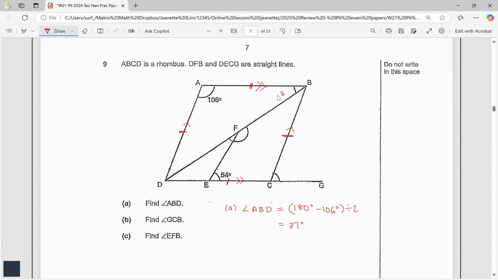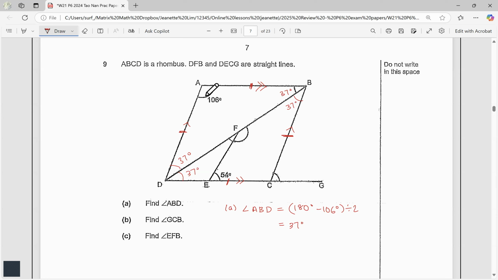This will give us 37 degrees. Since this is isosceles, then this must be 37 degrees as well. Also, I have parallel lines. So do you see a Z here? Okay, a Z, which means that I have 37 here as well. And isosceles triangle again, so this is also 37.